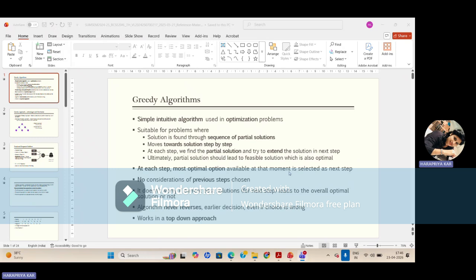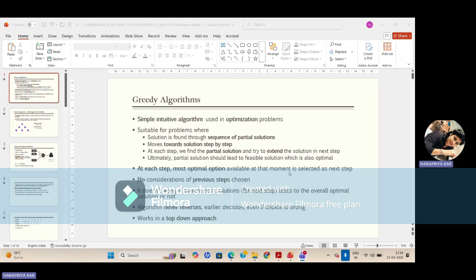This is very, very important. Mostly in the NET exam we find a question like: a greedy algorithm follows which approach? That is the top down approach. Okay, so now we'll move on to the next part.